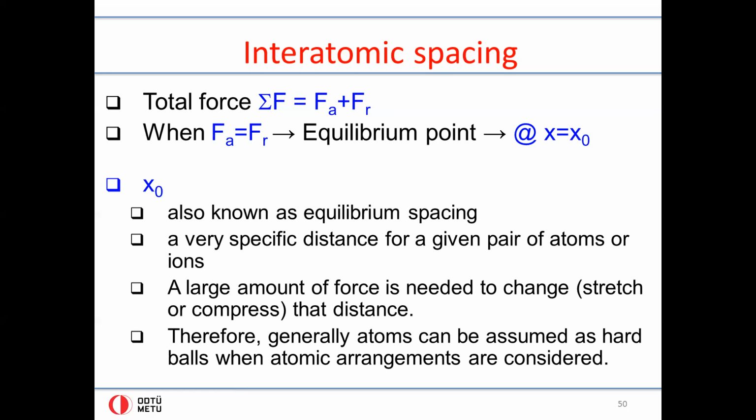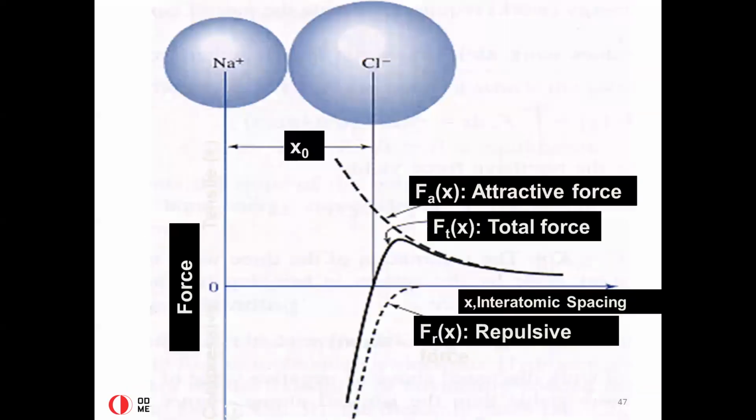And to move from this distance, either in the positive x or the negative x direction, hence to compress or to stretch this bond, or to lengthen or shorten this bond, you need a large amount of force. And this is related to the slope of the net or total force curve here. So to move in this direction, you would need to apply force related to the slope here. And in the opposite direction, you would need to apply force of opposite sign, but related to the slope here. So the greater this slope at equilibrium, the more resistant the material will be to changing its bond length.